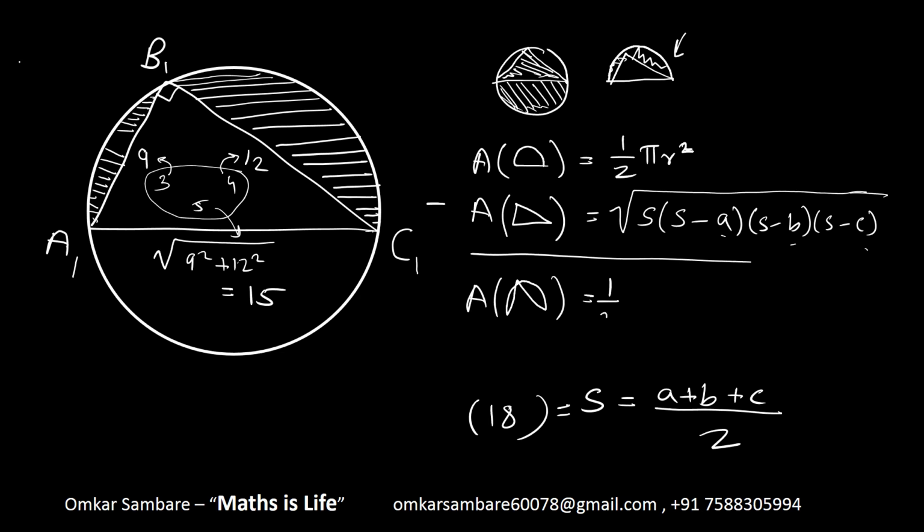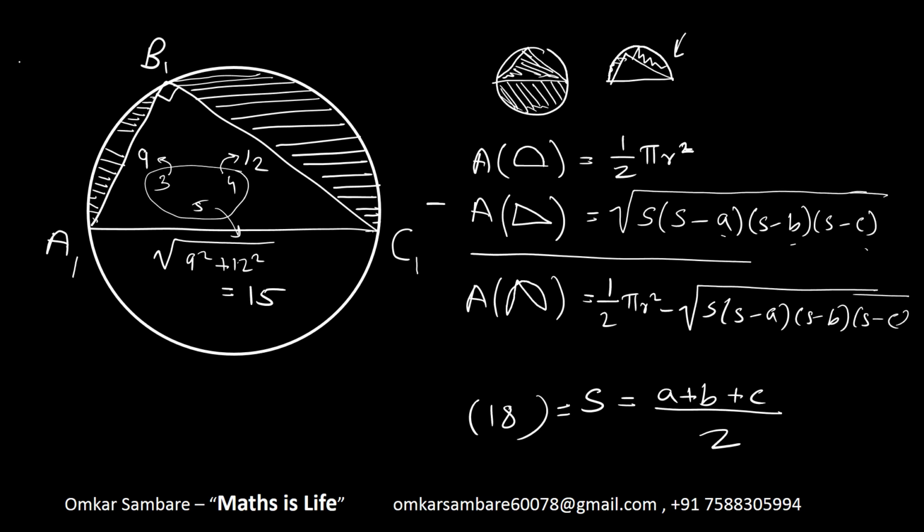So it will be 1 by 2 pi r square minus this area, S into (S minus A) into (S minus B) into (S minus C). Now we can find this area very easily because we know the radius. Oh, do we know the radius? It is also a question. Till now I have not mentioned what the radius is, but yes, we know what the radius is.